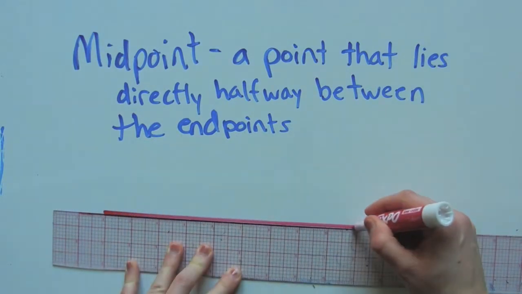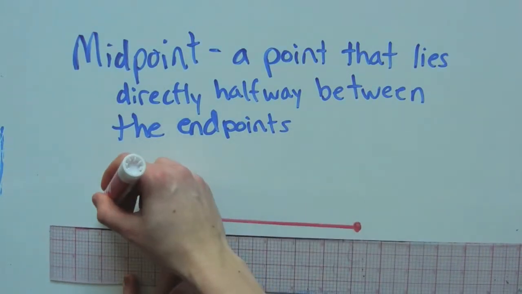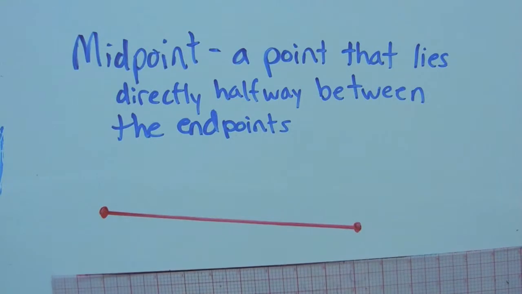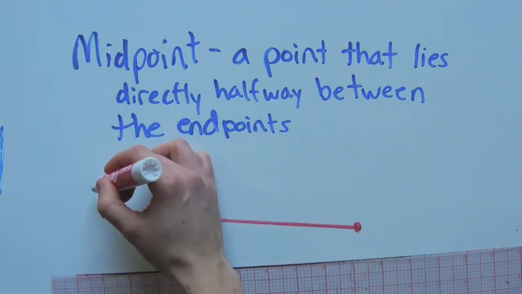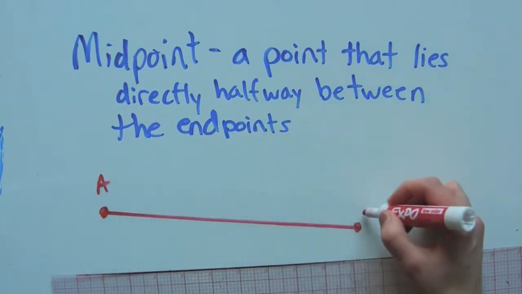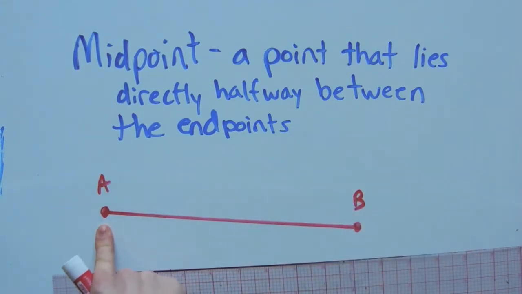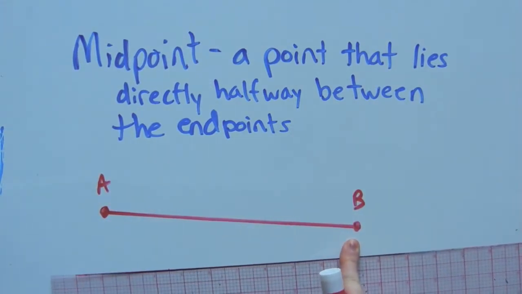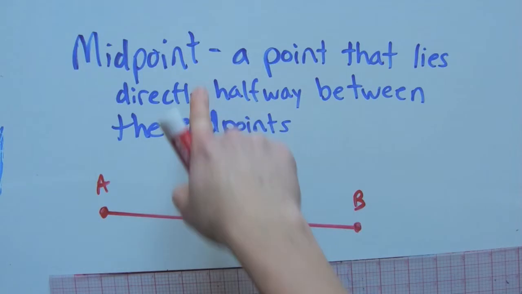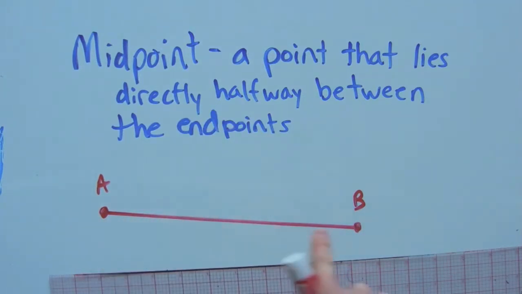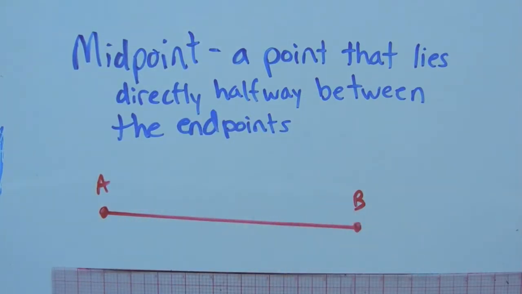Let's take a look at this segment. I'm going to name this segment AB, one endpoint being A and one endpoint being B. The midpoint is halfway between A and B. So we're going to go ahead and calculate that.